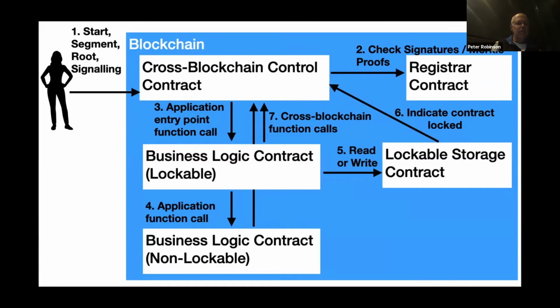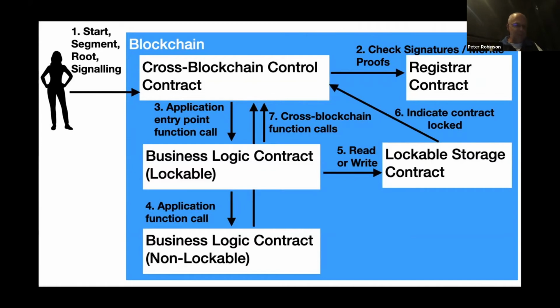There might also be some non-lockable business contracts that you want to call as well, which might not be doing any updates. But the ones that are doing updates call into their delegated lockable contract storage, and they're able to use that to do provisional updates and also read back values. If the contract gets locked, it will indicate into the cross-blockchain control contract that this contract is being locked.